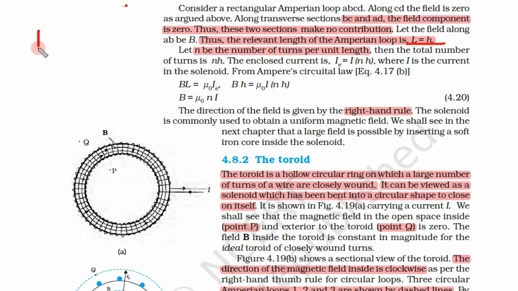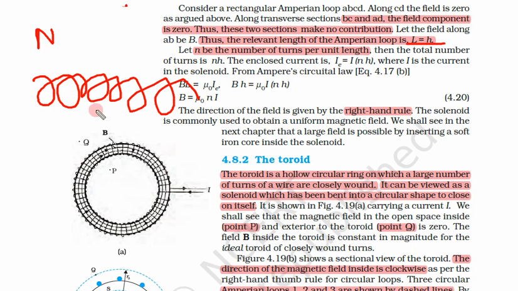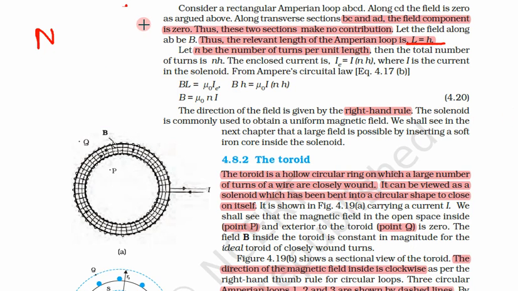Suppose there are a total of N turns in the coil. This solenoid is very long and there are N turns. N could be very large, 1000, 2000 or 3000. But we are defining one term, the number of turns per unit length, that means N divided by h. We define it as small n. Small n is the number of turns per unit length.